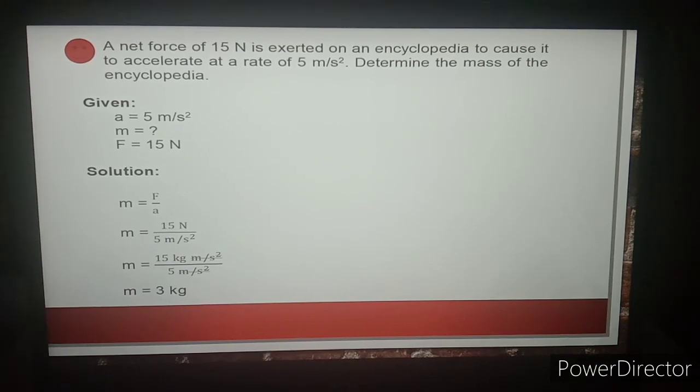Nagkakaintindihan po. So, that would be all for today. And I hope you have learned something from this second law of motion.